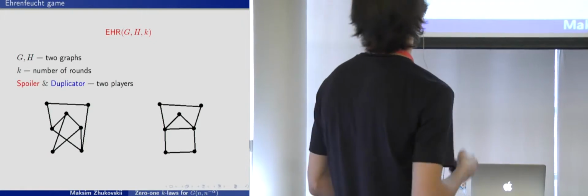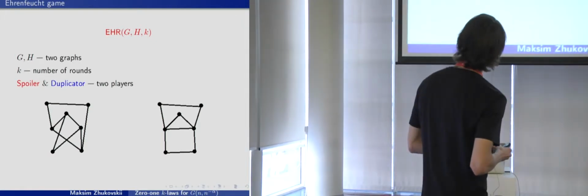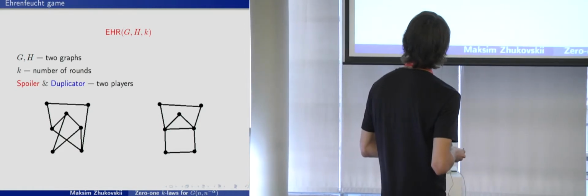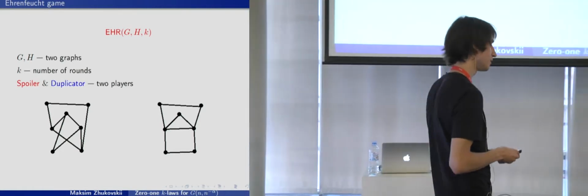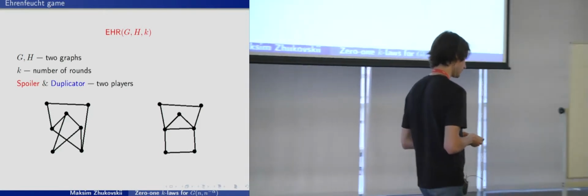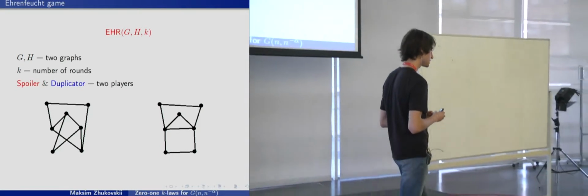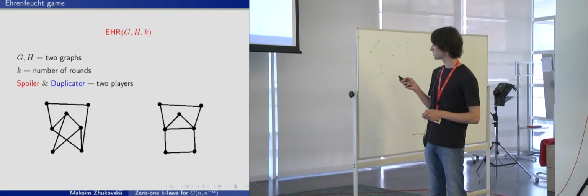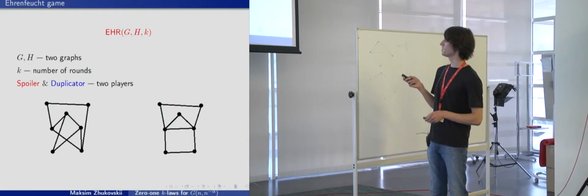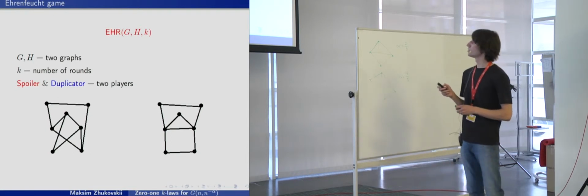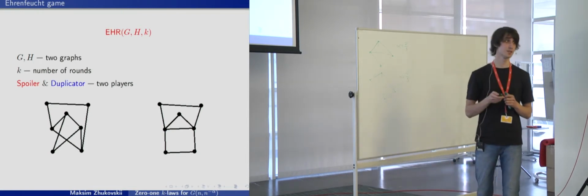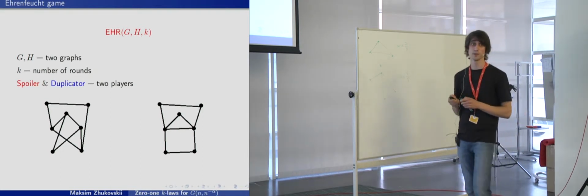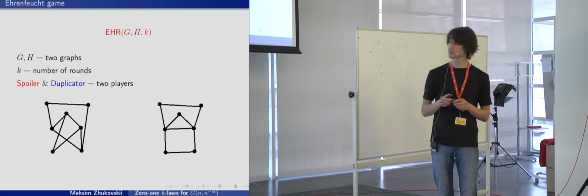Well, all 0-1 laws are proved using the theorem of Ehrenfeucht, which was proved in 1960. And first, let me tell you about the Ehrenfeucht game. So let me have 2 graphs, G and H, and k be the number of rounds in this game, and we have 2 players, spoiler and duplicator.